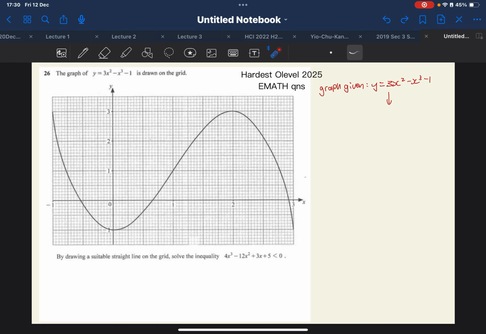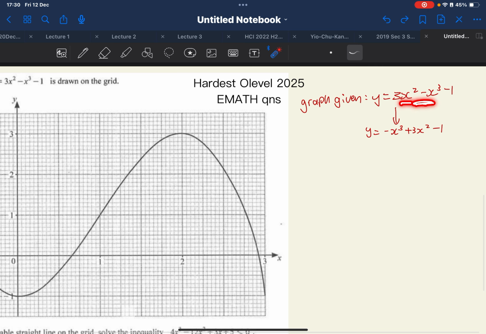Okay, so first of all, the graph we are given is this. Basically we have to reorder it because they give it in this form where the x squared is in front of the x cubed, which makes it a little bit confusing for us. So we reorder it. It's the same, it's equivalent. These two equations are equivalent.